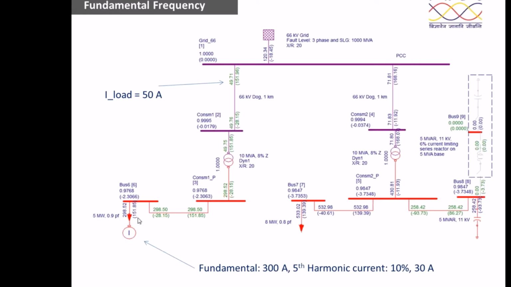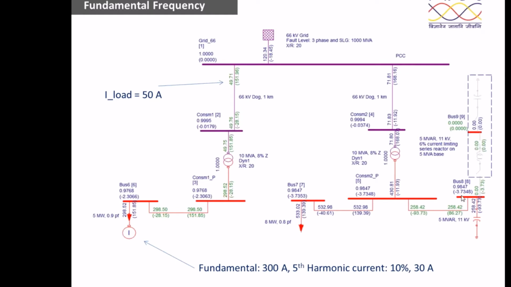5 megawatt at 0.9 power factor. And this is the transformer, 10 MVA, 8% impedance, DYN1, with X by R ratio taken as 20 for this transformer. This is a 66 kV dog conductor, the typical line. That is how this transmission line is considered. Now coming to the clean consumer, this clean consumer has a load of 8 megawatt at 0.8 power factor. He has a 10 MVA transformer at 8% impedance.